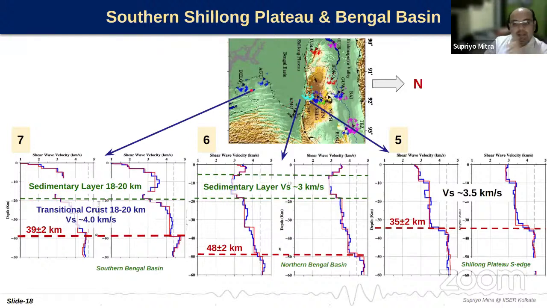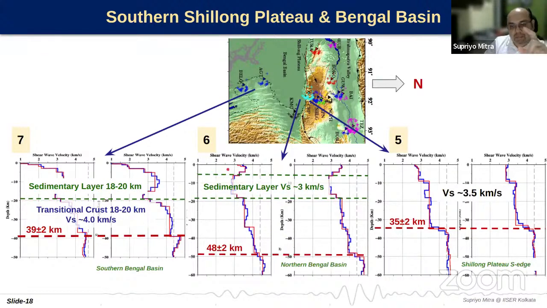So here you can see that it's the similar kind of VS that you have, average VS 3.5. It's the same kind of crust that we have seen in the central Shillong Plateau, slightly thicker, 35 kilometers. What is remarkably different is this region immediately off the edge of the Shillong Plateau. You can see that this crust is down faulted, and you see sedimentary layers which are really slow, about 3 kilometers per second sedimentary layer.